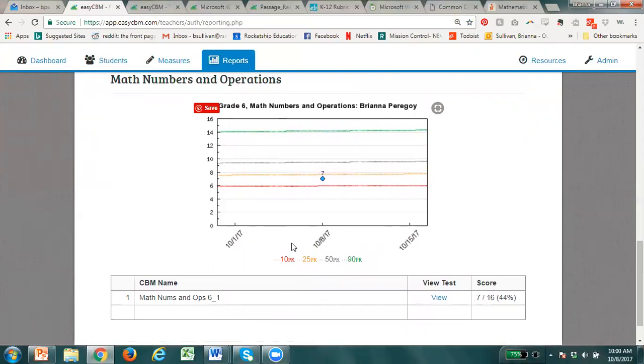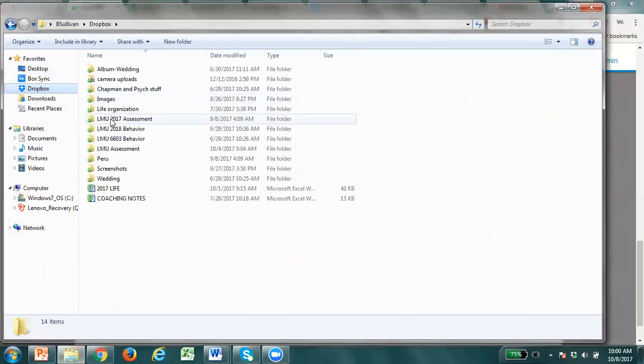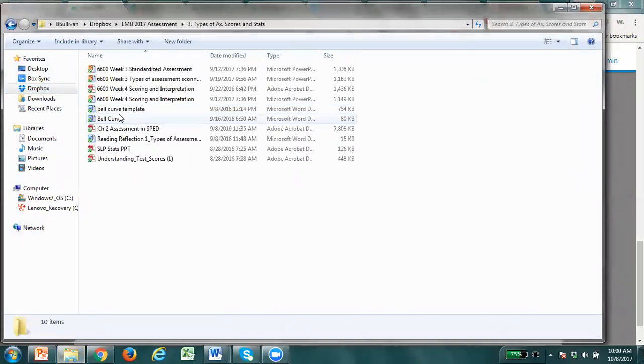So the way this works here, and we'll be going back to our bell curve when we meet in person next week, so this should kind of bring that back to mind. We have these different percentile ranks. That's what the PR stands for. 10th percentile, 25th percentile, 50th percentile, and 90th percentile. And in fact, I'm going to actually pull that up right now. See if I can find it.